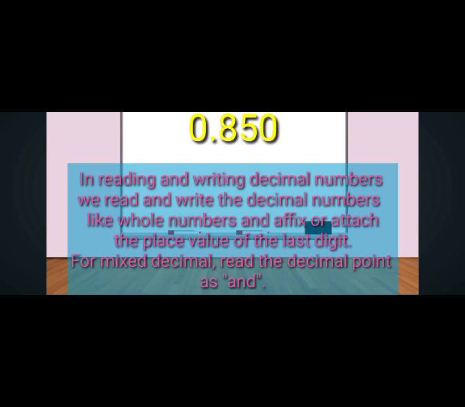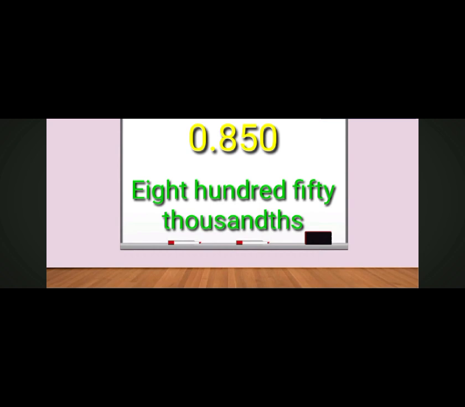For example, 850,000. We read it 850,000. The last number 0 has the place value of 1,000.